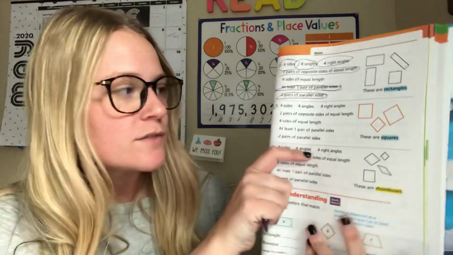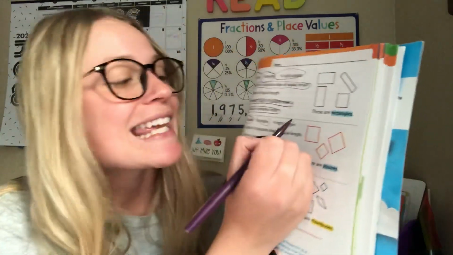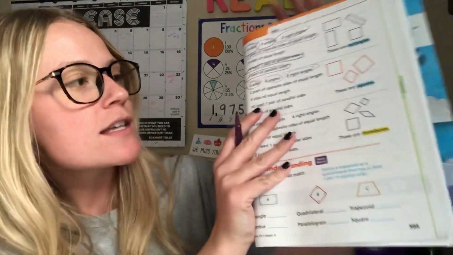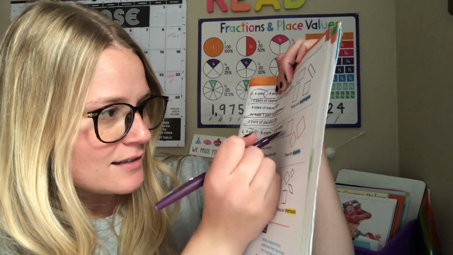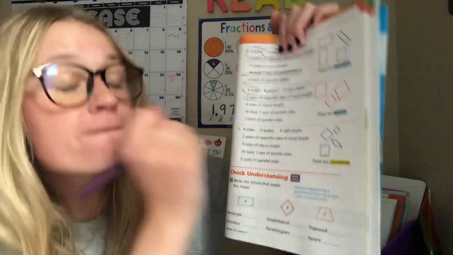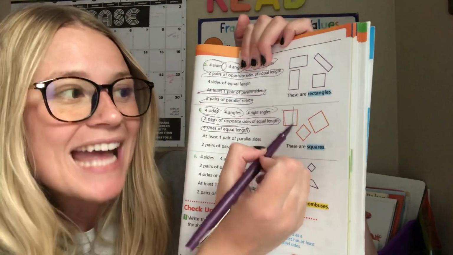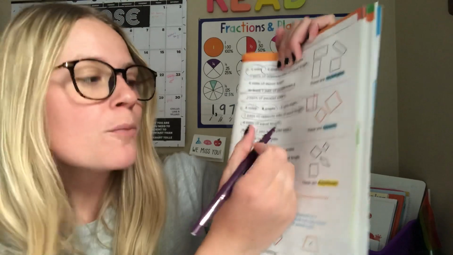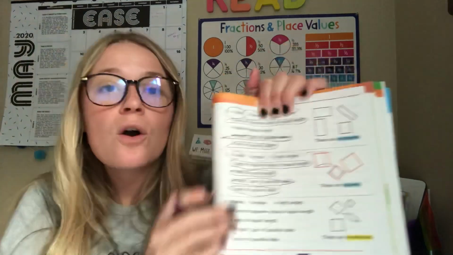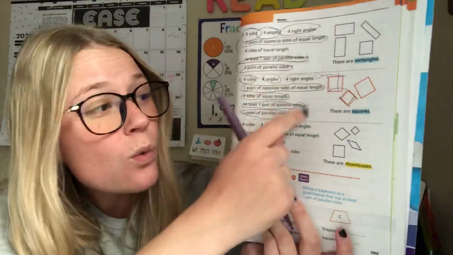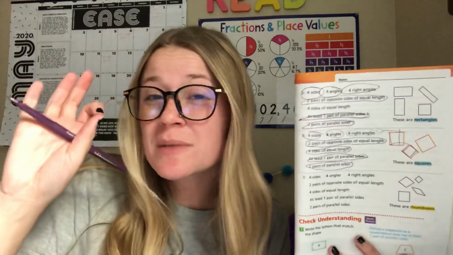These are squares. Do they have four sides? Yes. Do they have four angles? Yes. Do they have four right angles? Yes. Do they have two pairs of opposite sides of equal length? Yes. Do they have four sides of equal length? Yes. Do they have at least one pair of parallel sides? Yes. Do they have two pairs of parallel sides? Yes. Okay, so we have to check off every single one of these attributes in order to be a square. So that is super tough, super specific.